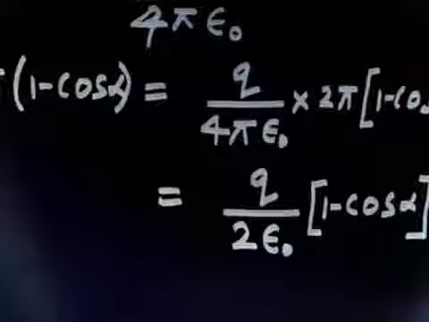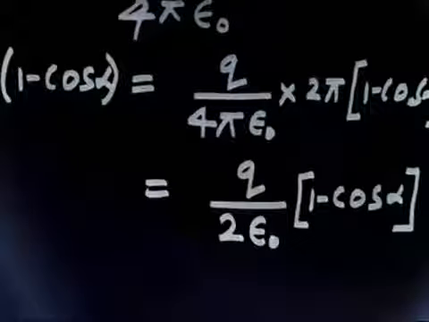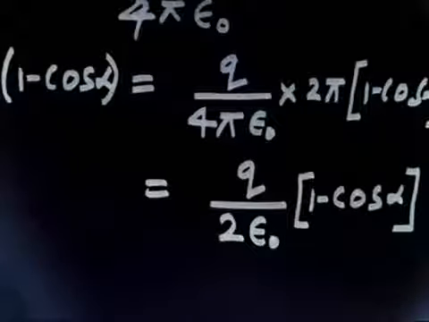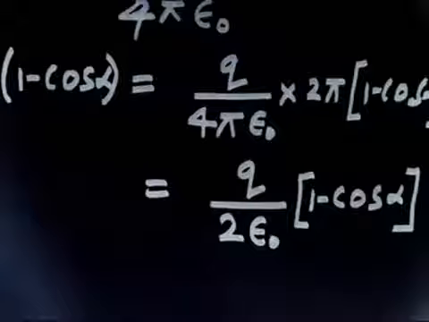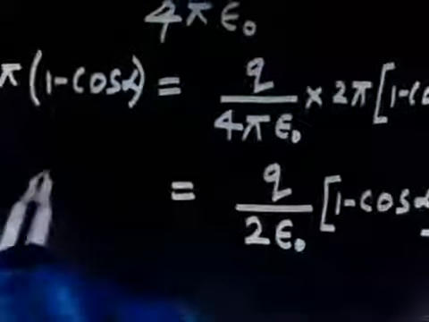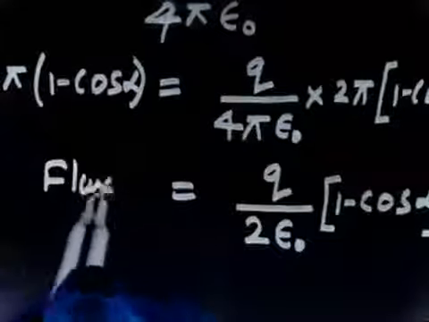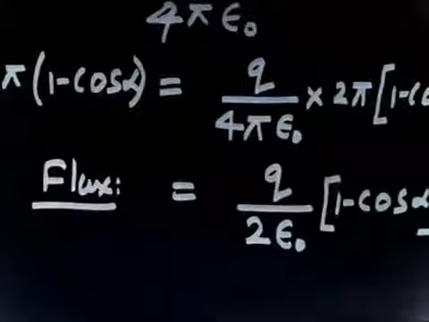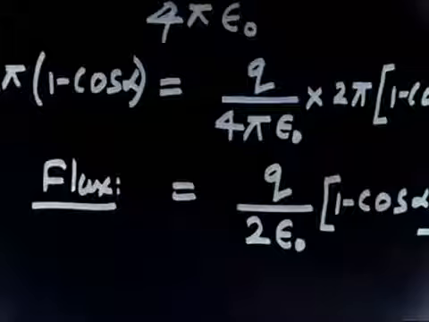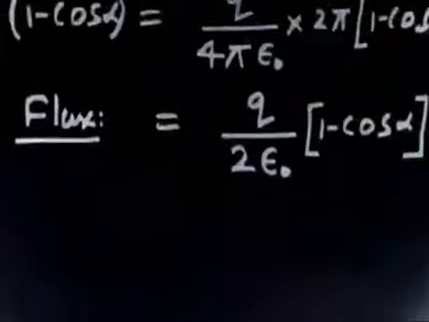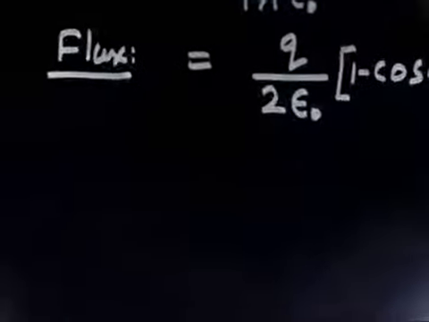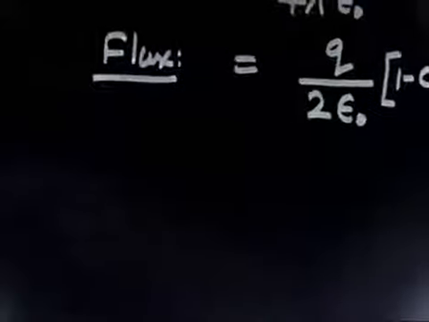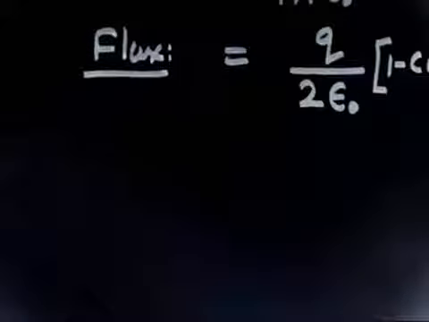So this is the flux passing through the ring due to the point charge. Now you will use the same result to solve the above problem. In the above problem, there is a ring. So let me make the ring first.